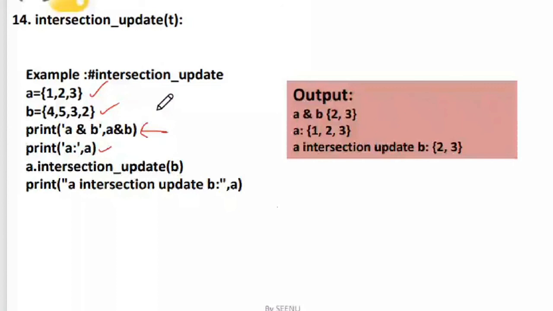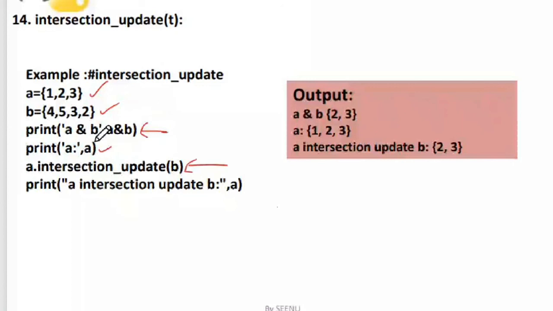Now that set will go off. Now what A will be holding? A will be holding the resultant. That is what is called as intersection update. Now A will be holding the result here in this particular statement. So I said A dot intersection update B. Now what will happen? The result is 2, 3. The result will be assigned to A now.